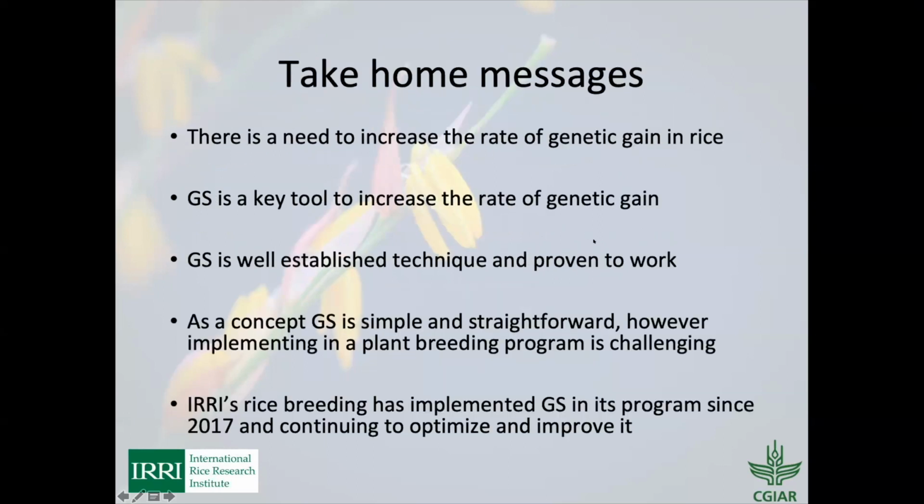So yeah, with that, I think the take-home message is that there is definitely a need in rice breeding to increase the rate of genetic gain. And GS is, of course, a very important tool to increase the rate of genetic gain. And it's definitely a well-established technique that works. As a concept, it's easy, but implementation requires some kind of a thought process and also a change of the holistic program, not just directly deploying a GS technique in a breeding program. And we've been doing it for the past couple of years and continue to optimize and improve it to enhance the prediction accuracies.